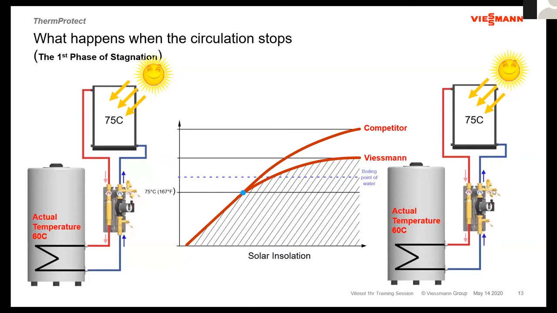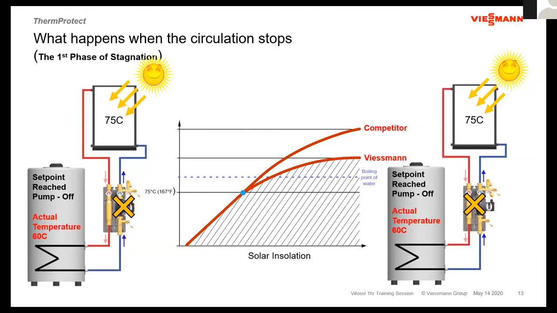So we're at 75 degrees C at 167 here. We've reached our set temperature, so our pumps have now stopped in our system, but we are still in a nice sunny day. The sun's out there, still hitting the collectors, but our pump is off. So no more energy is being transferred. Everything is basically sitting inside of the collectors. And we would call this the first phase of stagnation. We're going to review that in a minute, but just keep this in your mind.